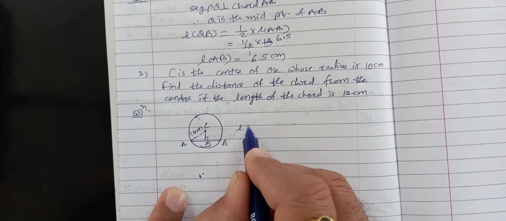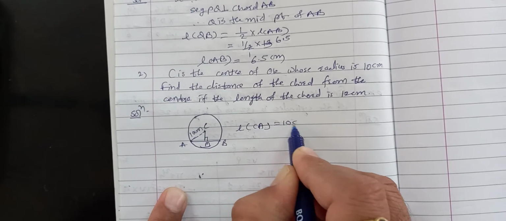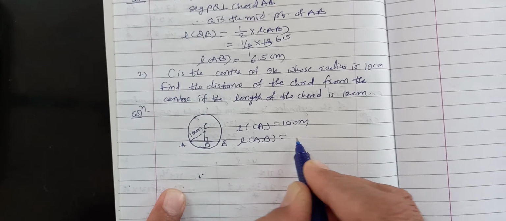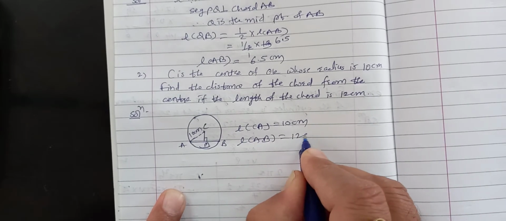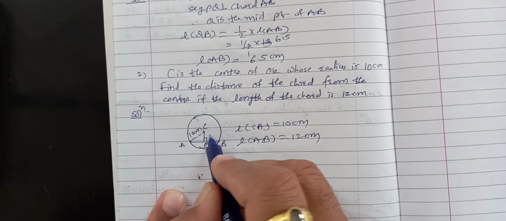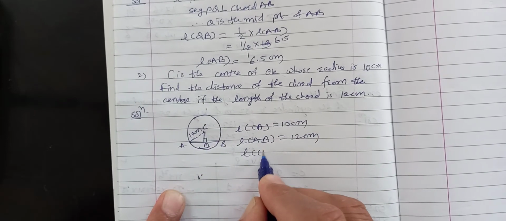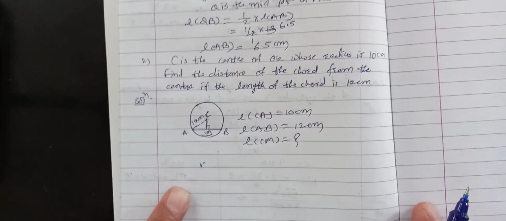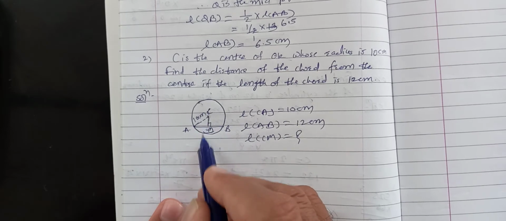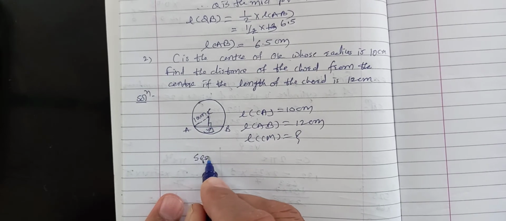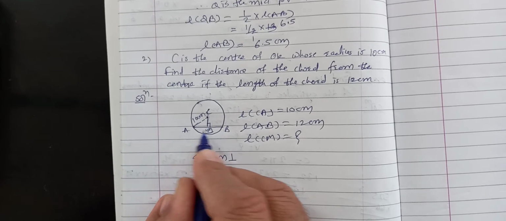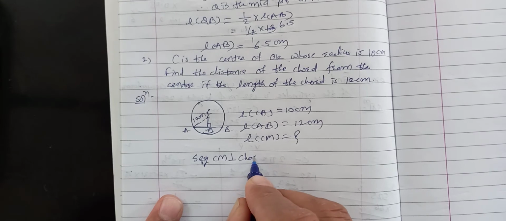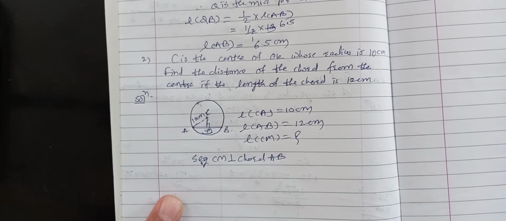See here. So length CA is 10 centimeter. Chord is given. Length AB is what? Here given 12 centimeter. So you have to find this length. Distance between this one means length CM you have to find. What is the distance between center and chord? So very simple. This is perpendicular. Okay. So here segment CM. This name is not given. You can give any name. Only center name is given. Perpendicular to chord AB. Okay.